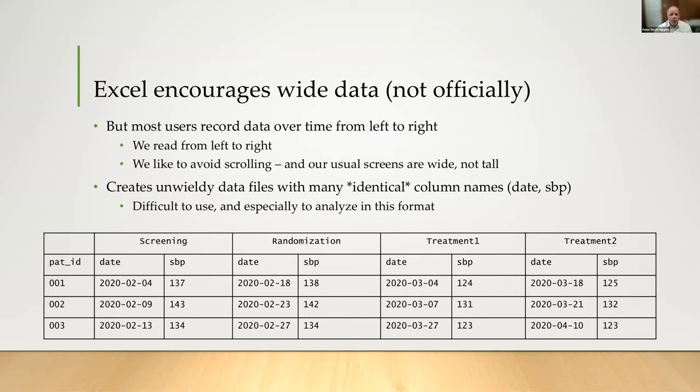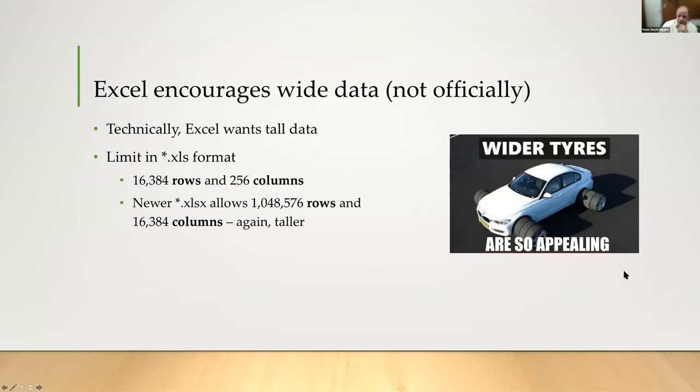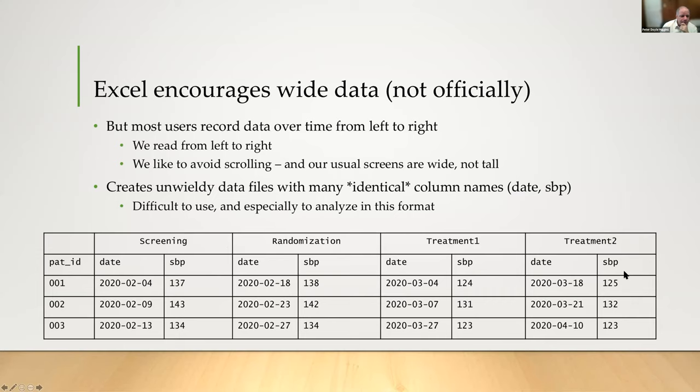And this creates unwieldy data files with many identical column names. If you do multiple visits, screening, randomization, treatment 1, treatment 2, and record the date and systolic blood pressure at each one, you end up having to create this extra header row for the visit, which really should be a variable. And you have the column name date repeated 4 times, which is very confusing from the computer point of view and difficult to analyze when you have 4 distinct SBP measurements in the same spreadsheet.